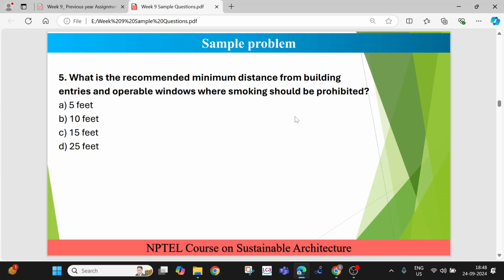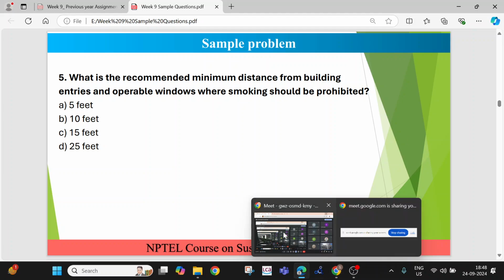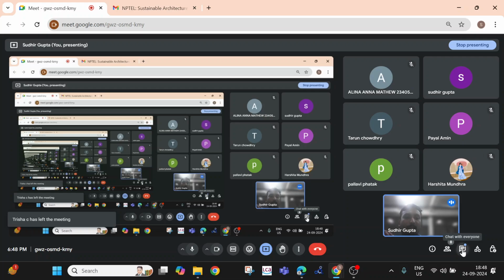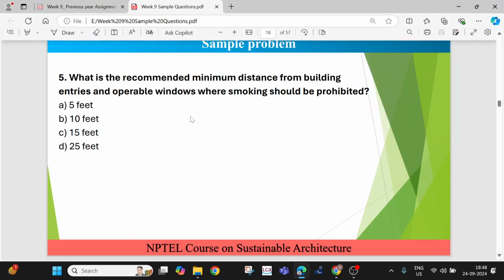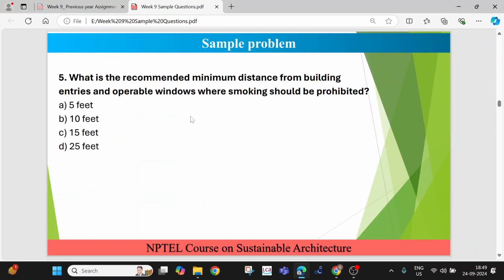I hope this was also discussed while you were designing the exhaust for buildings, separate zones with kitchen, bathroom, smoking zone, or whatever. So how much distance should you maintain, as well as the quality. Let me see how many of you have answered it correctly. Then I will discuss the answer if you are going in the wrong direction. Okay. So all of you are saying option D. So all of you are absolutely right. Option D is the right answer for this question.